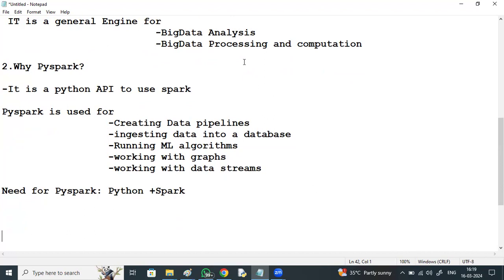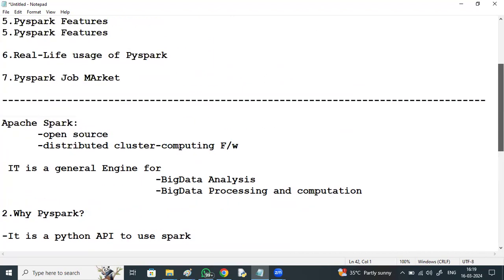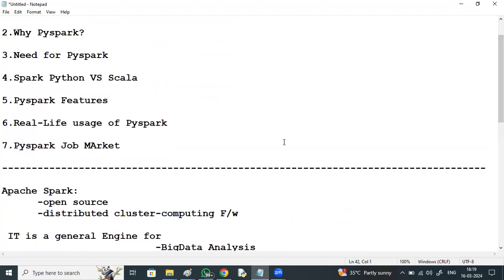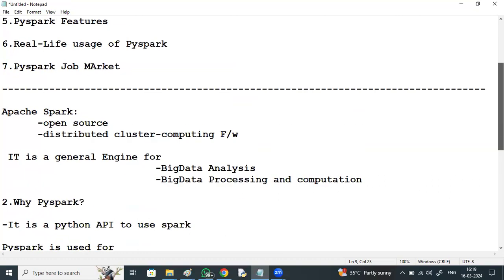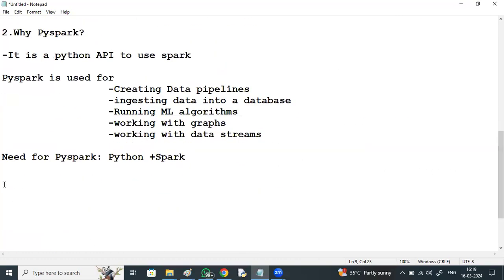Generally, most of the students have queries and ask which one is preferred or mostly used: Spark with Python or Scala. See, Spark can be coded with multiple languages. It supports multi-language.